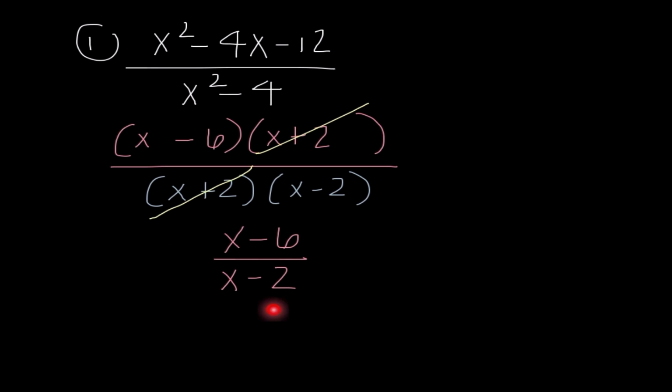So in this case, I do not have any common factors. So my answer is x minus 6 over x minus 2.